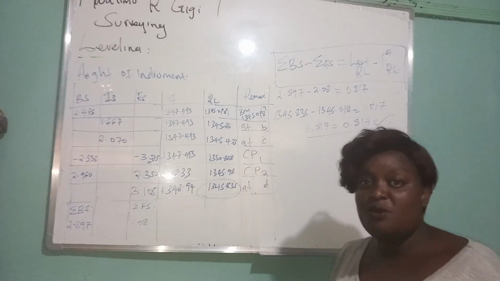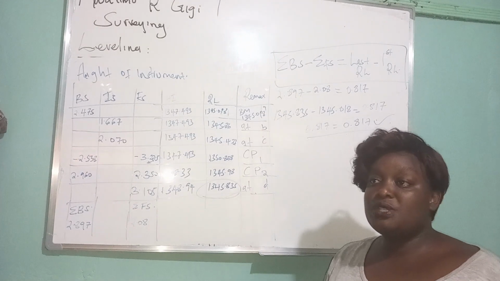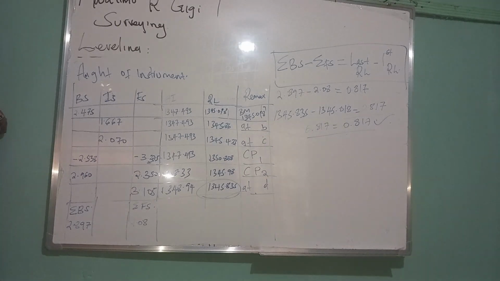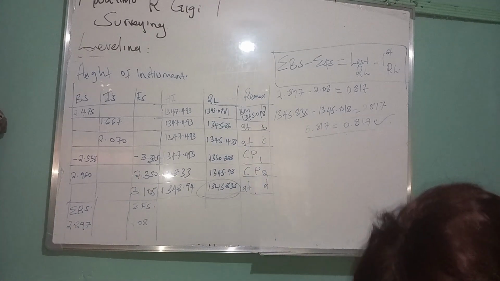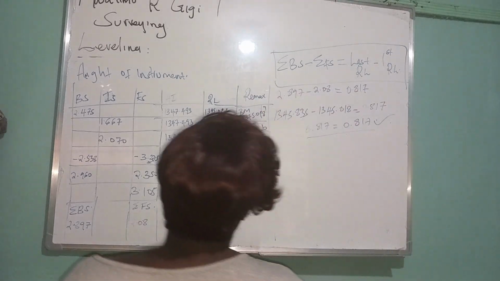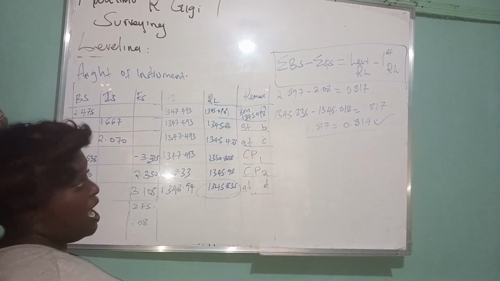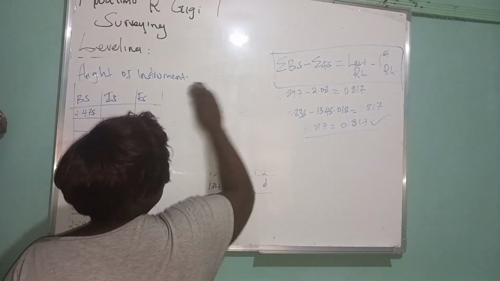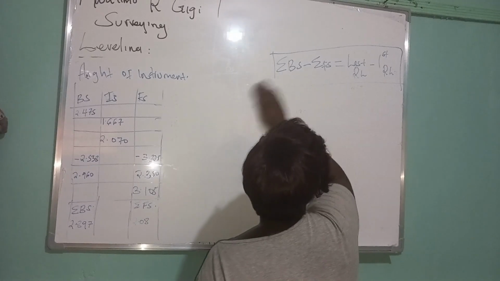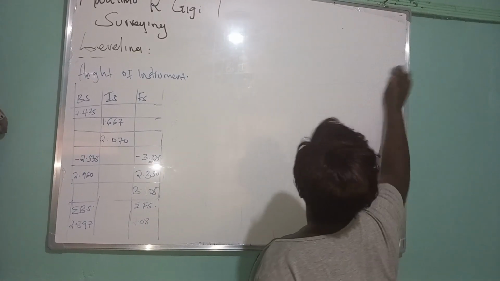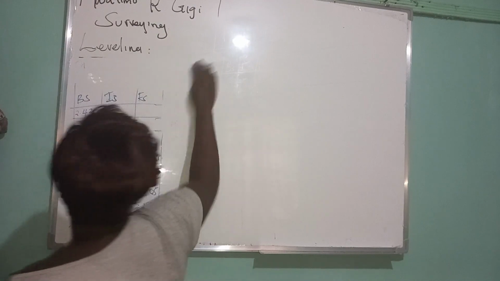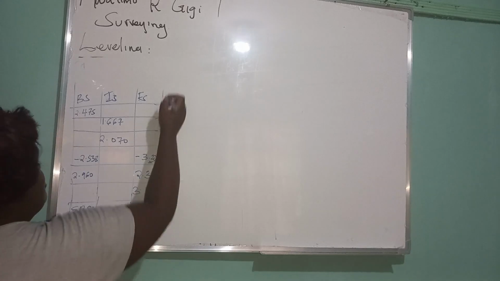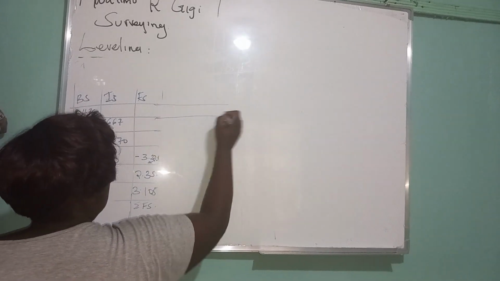So I want us to use another method of reducing levels. We want to look at the rise and fall method.